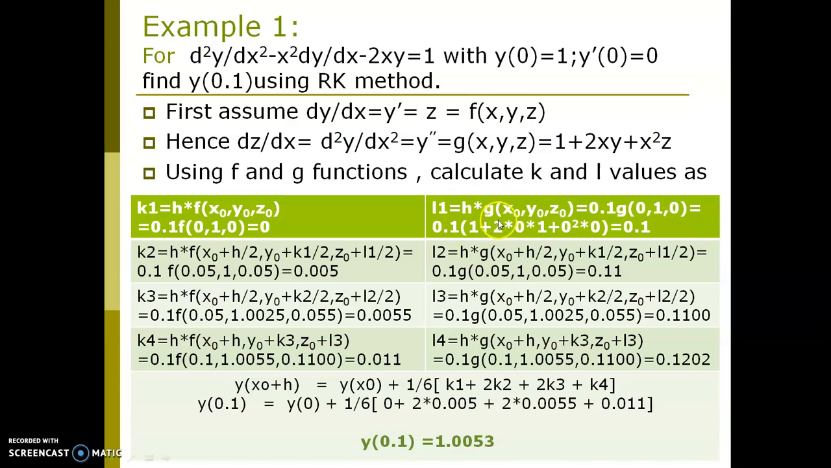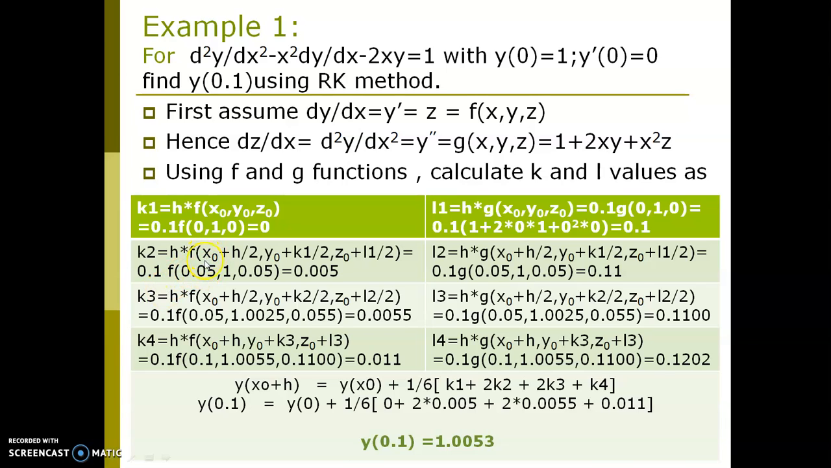L1 is now g evaluated, it becomes 1 plus 2 into xy, x is 0 and y is 1, so second term also becomes 0 and the third term is x square z. So since x is 0 and z is also 0, there is no contribution from these two terms and it is 1 into 0.1 which makes it 0.1.